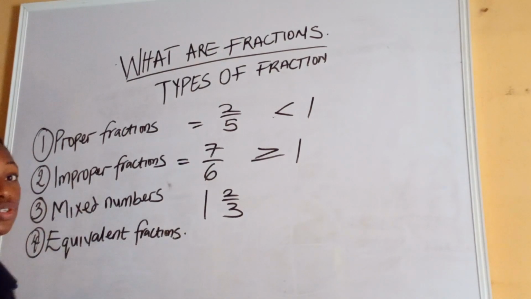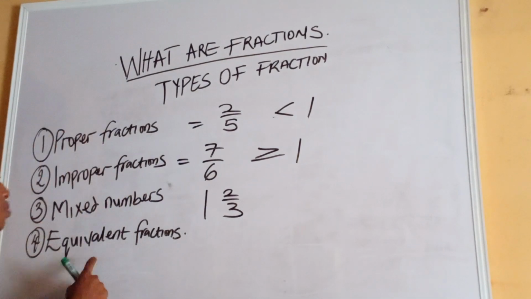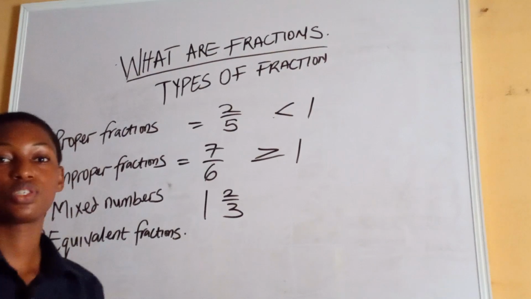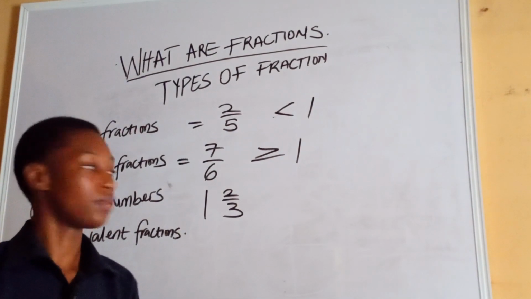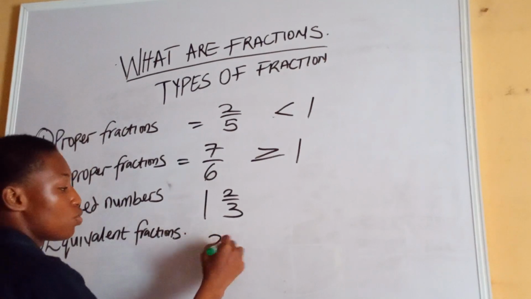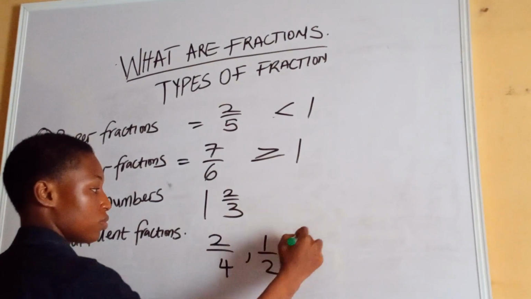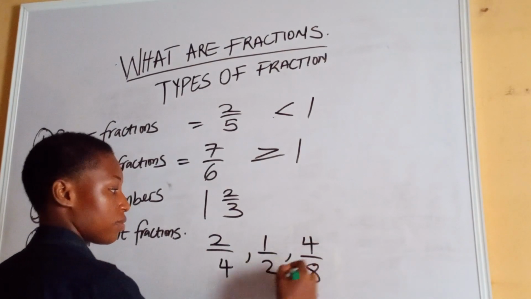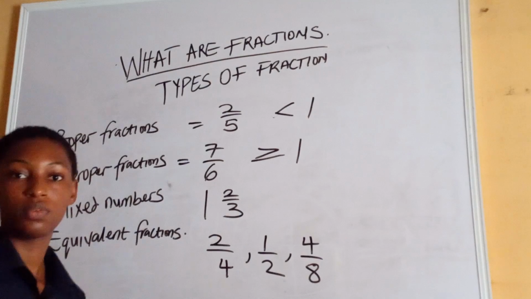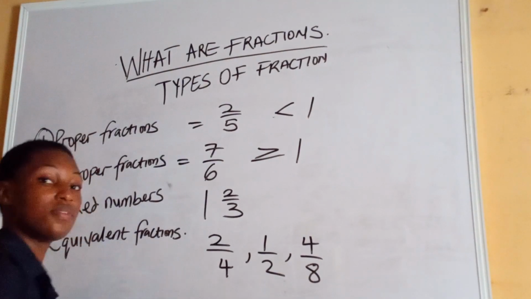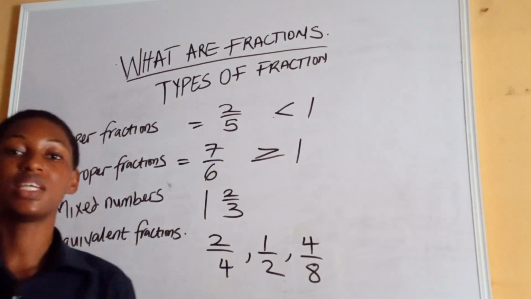Now the equivalent fraction is a different entity. The reason being that an equivalent fraction is just having more than one fraction that represents the same thing. So if you look at 2 over 4, 1 over 2, 4 over 8, they all mean the same thing when they are simplified. It all means half of a whole. Even if it's written in different ways, it means the same thing. And that's what your equivalent fraction is.